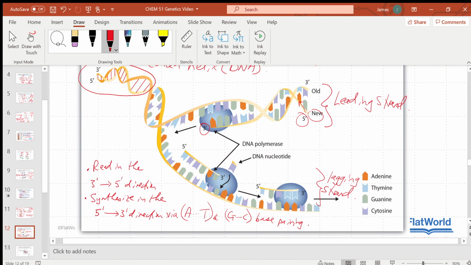Why leading and lagging? Well, notice the leading is continuous. So imagine, to use a crude analogy, this is a zip on a jacket. Then we open up the zipper and we've got great access now. We can just go zoom, zoom, zoom, and we can start to make this strand of DNA unimpeded. As the zip opens, I just make more. The lagging strand is fragmented.